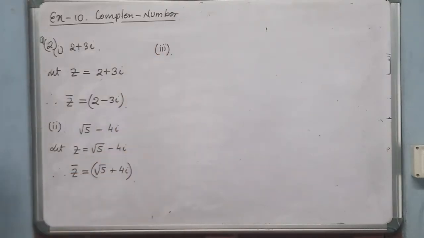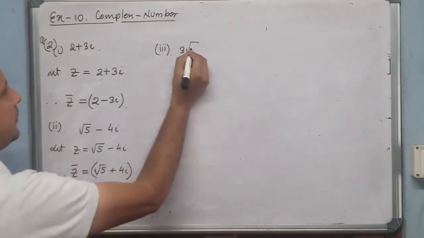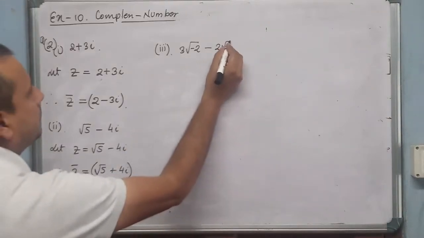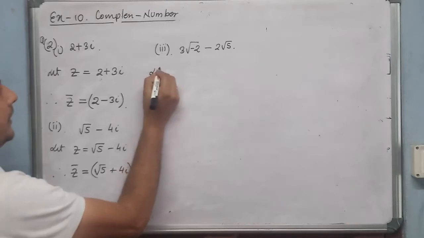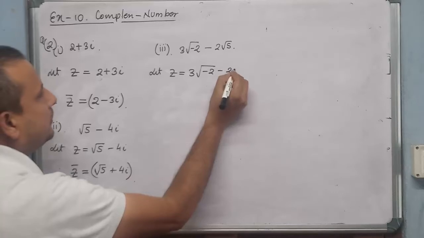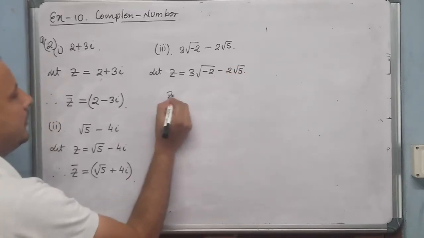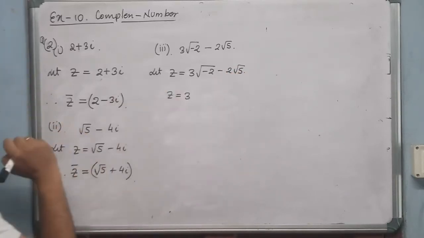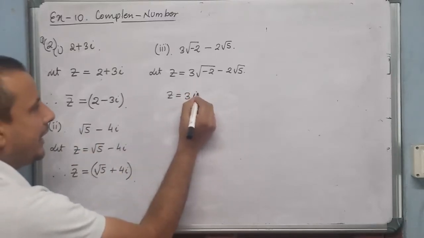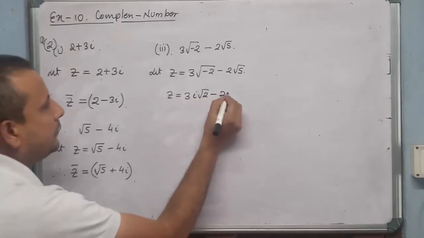Now next is question number 3. To calculate the conjugate, a different form is given over here. Now it is given 3 under root minus 2 minus 2 root 5. Now I'll consider let z equal this complex number 3 minus 2 root 5. Now we did these things in theory. Under root minus 2 you can represent it as, if it is under root of a negative quantity, it means i root 2. We can write minus 2 root 5.